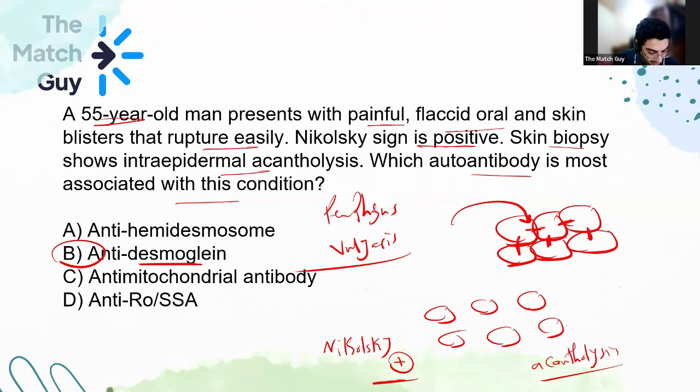Amazing. Guys, we have a dermatology webinar. If you want to go through the dermatology stuff, you can check our YouTube channel. Everything is mentioned about pemphigus and bullous pemphigoid, right? So we just need to focus on the autoantibodies.